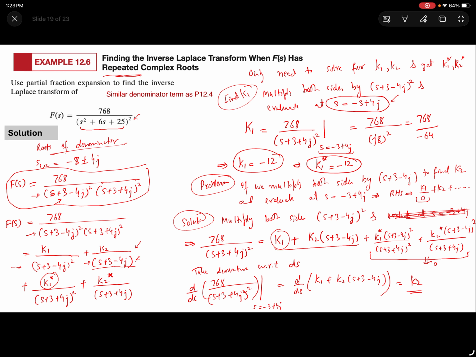So you can find the value of k2 by taking the first derivative with respect to s of the left hand side, because on the right hand side only k2 is left. Actually, you can find these derivatives with respect to s as well, but eventually once you evaluate everything at minus 3 plus 4j, these terms will be cancelled out.